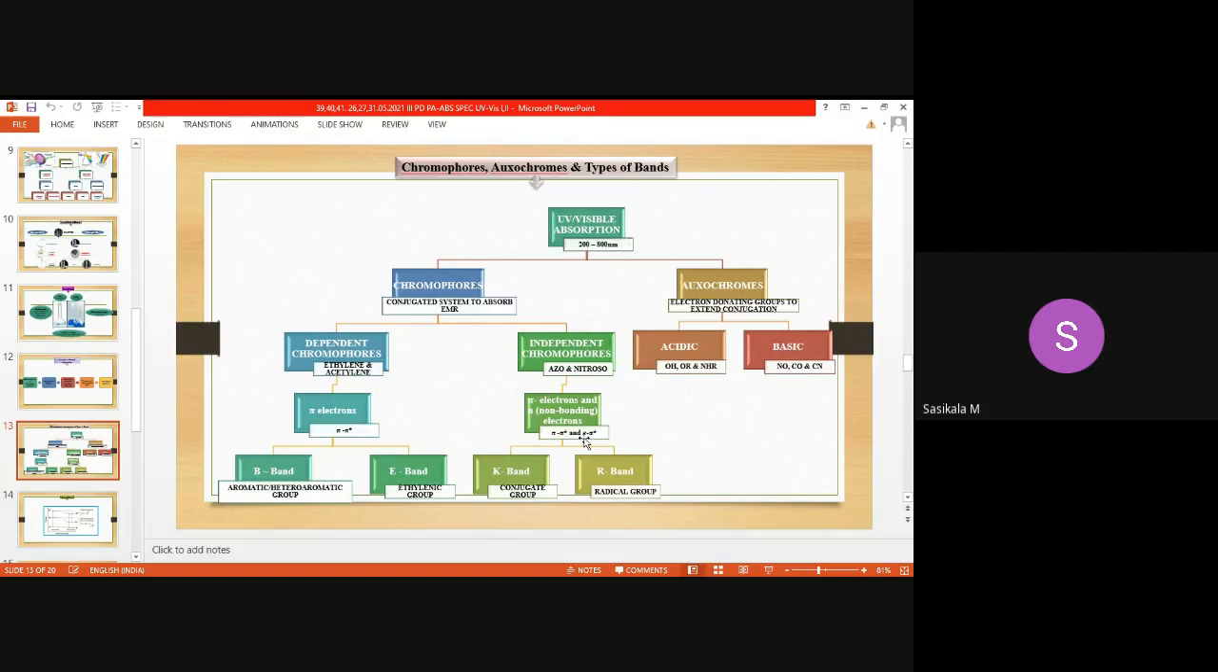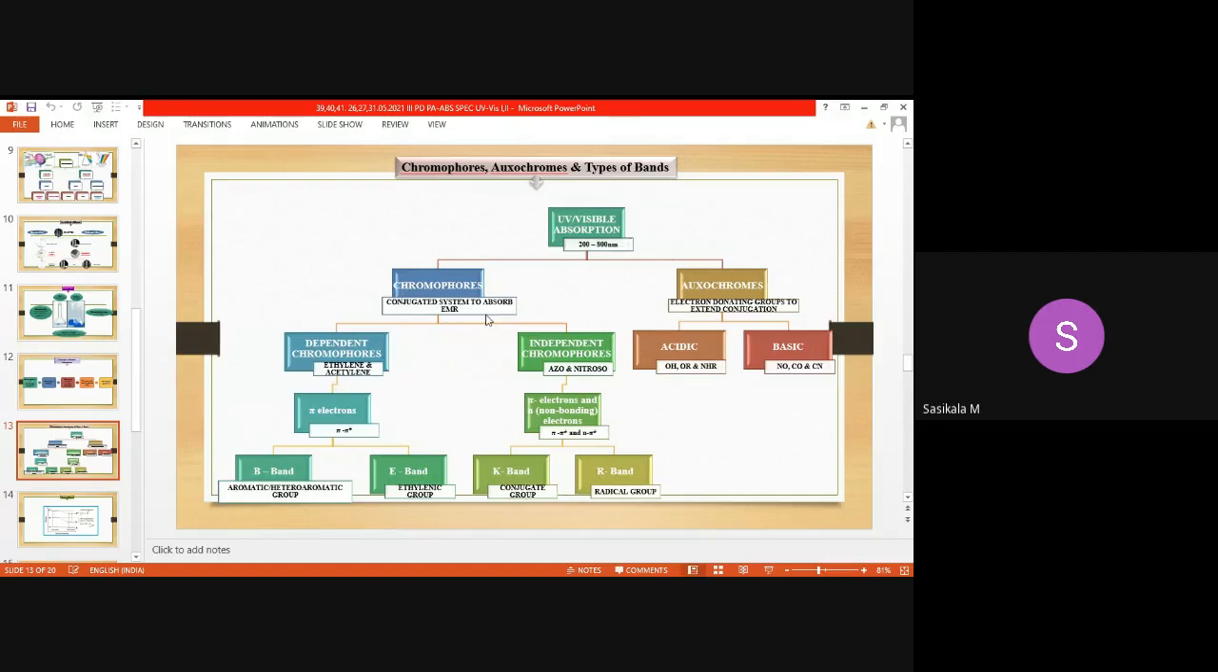When n electrons absorb radiation and move from the ground state to the excited state, the band formed is called the radical band. So K band and R band are formed by independent chromophores, whereas dependent chromophores give B and E bands. So there are 4 kinds of bands obtained through chromophoric substances, both dependent and independent chromophores. Okay, understood, no? So what are chromophores?